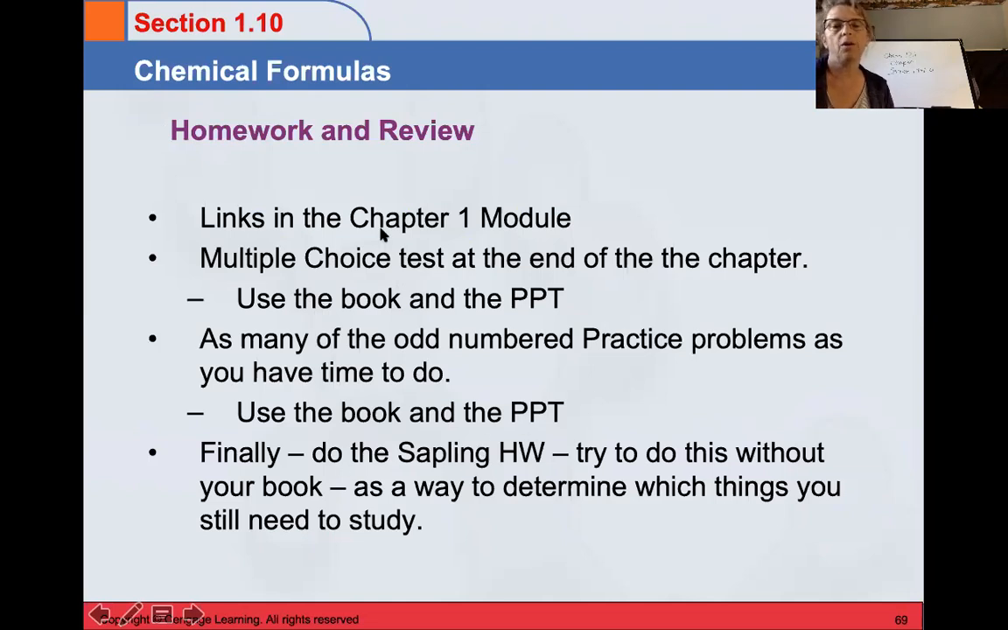Always try to do the Sapling homework after you've completed as many of the problems as you can for the chapter, and use the Sapling as a way to determine which parts of the chapter you need more work on. So try to do as much homework and practice problems as you can before you try to do the Sapling homework. That way, how long it takes you to do the Sapling will be an indicator to you of how much work you still need to go back and work on different sections. Try to do the Sapling homework without your book. It'll be a really good way to prepare for the quiz and then the exam.